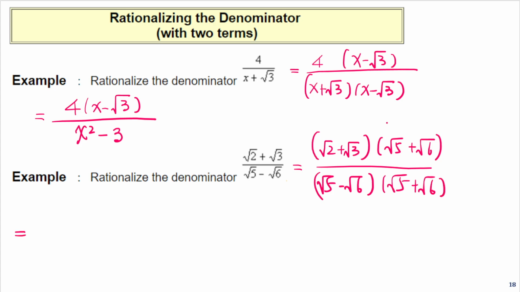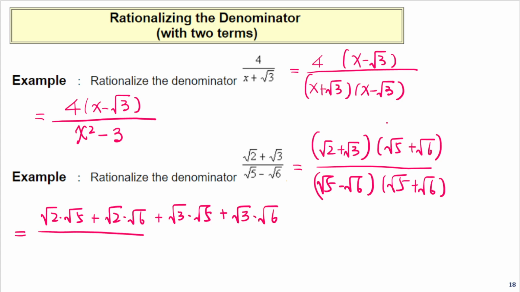And this will give us, well, we can expand the numerator to square root 2 times square root 5 plus square root 2 times square root 6 plus square root 3 times square root 5 plus square root 3 times square root 6. And the denominator becomes just, again, we can use the formula to expand that, which is 5 minus 6, right?